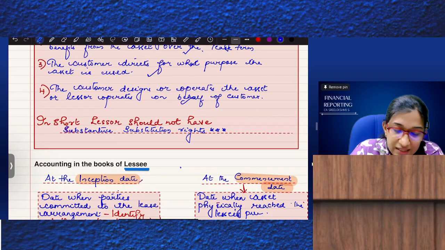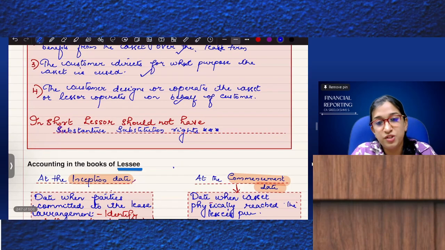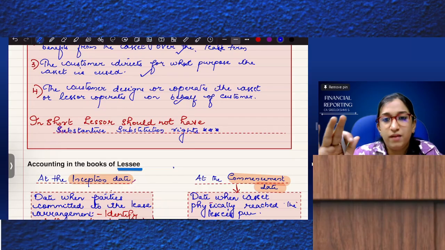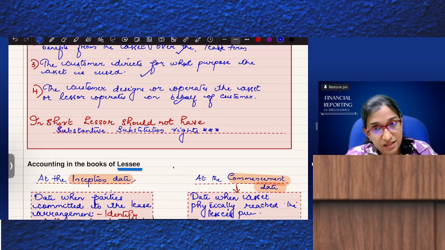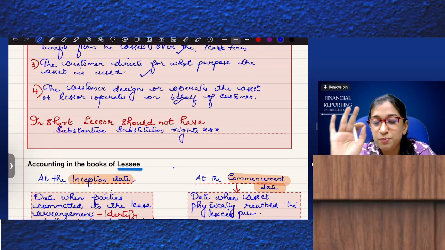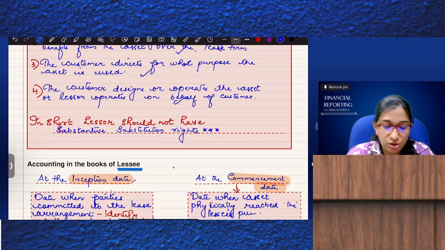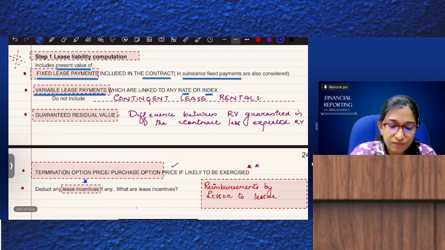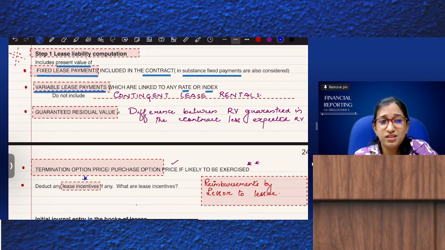In short, the lessor should not have substantive substitution rights. To constitute a lease, the lessee has all the power. The lessee has the rights. There should be an identified asset, and the lessor should not have substantive substitution rights. Okay, fine. So very important.